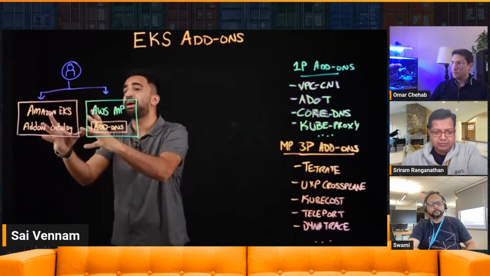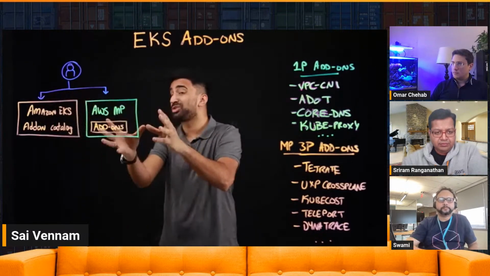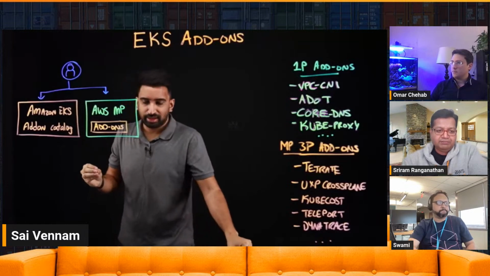Mm-hmm. So there is that dependency step where even if you discover it in the Amazon EKS add-on catalog, you need to have a subscription for it in the marketplace. Is that right? That is correct. Yeah, that is accurate. Okay, awesome.